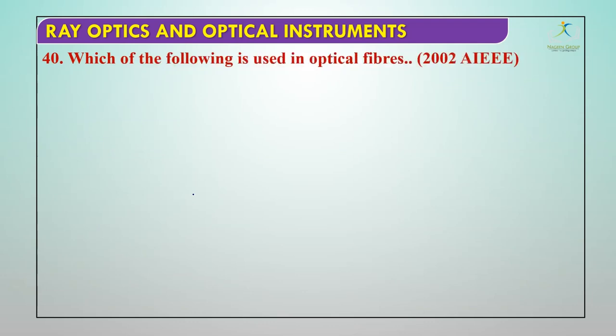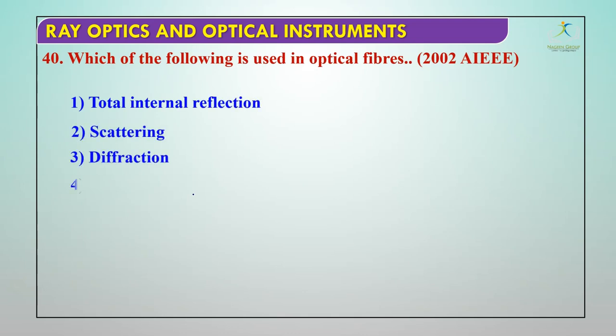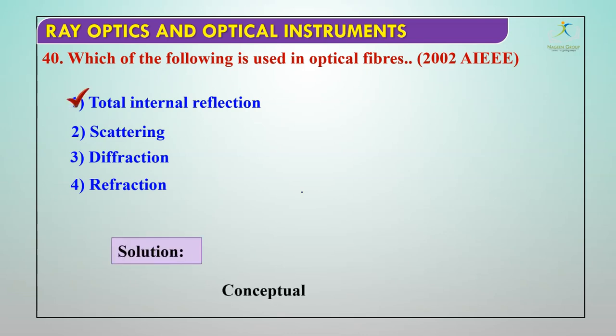Next, which of the following is used in optical fibers? Total internal reflection, scattering, diffraction, refraction. Hence, the correct answer for this question is total internal reflection.